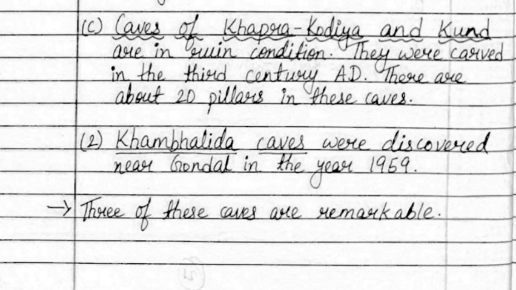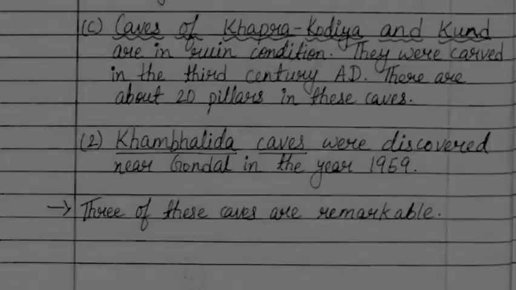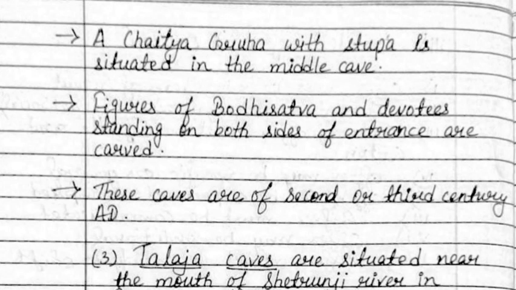Now, the second are the Khambhalida caves, which were discovered near Gondal in the year 1969. Three of these caves are remarkable. A Chaitya Gruha with stupa is situated in the middle cave. Figures of Bodhisattva and devotees standing on both sides of the entrance are carved. These caves are of the 2nd or 3rd century AD.